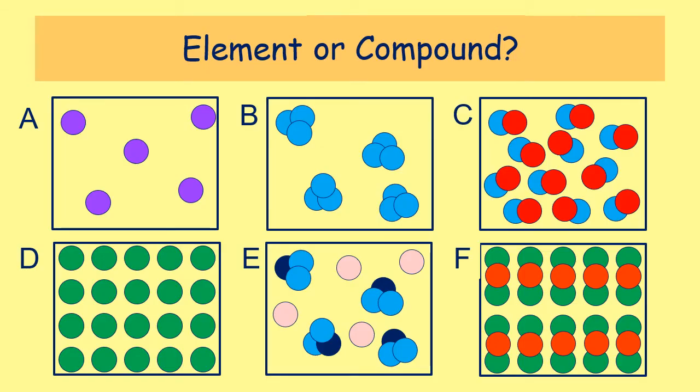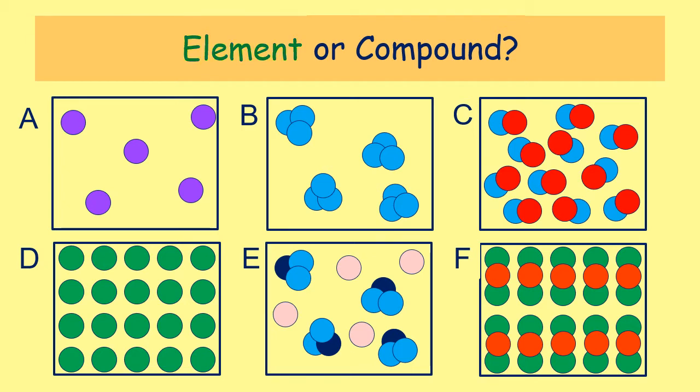So to start off, you'll have done this before, element or compound, but it's just for revision. What I'd like you to do is identify any of these boxes that are elements. So some of them will be elements, some of them will be compounds, and maybe some of them will not be either of them. So had some time to work out which ones are elements.